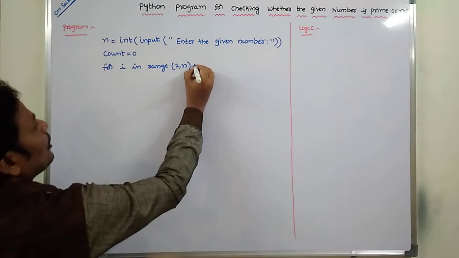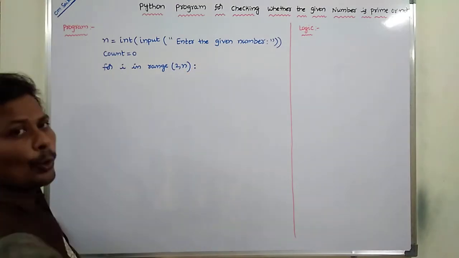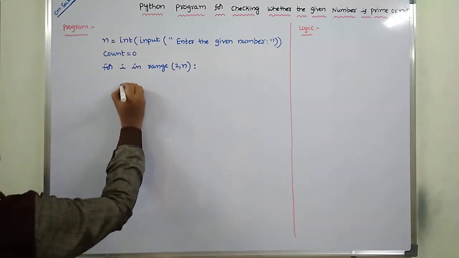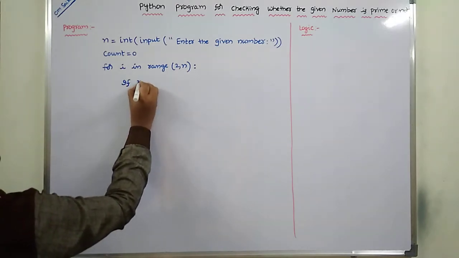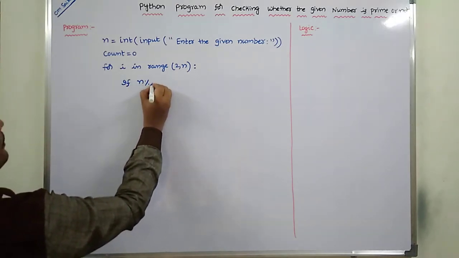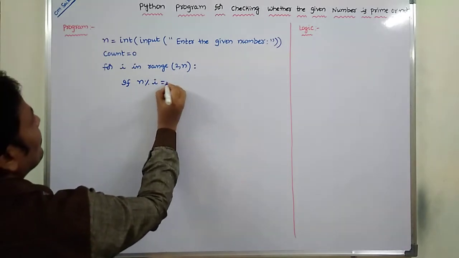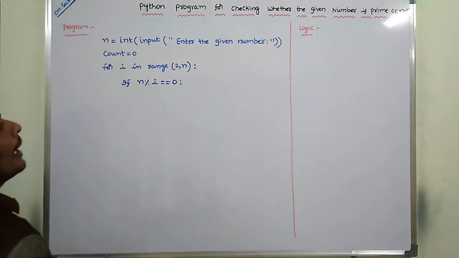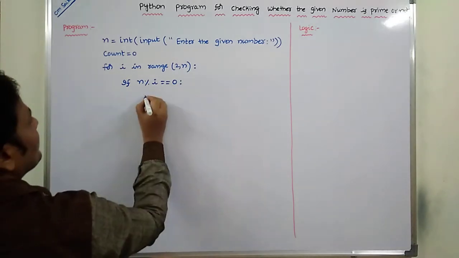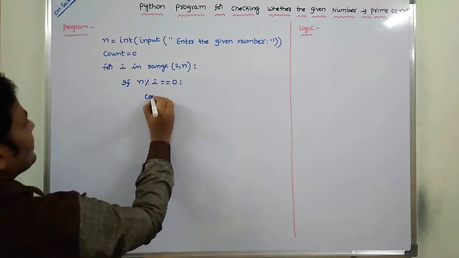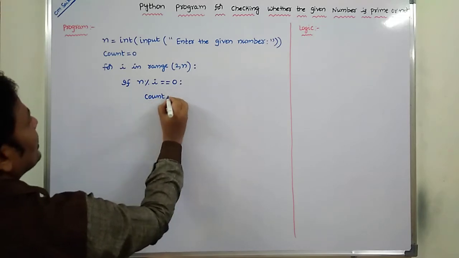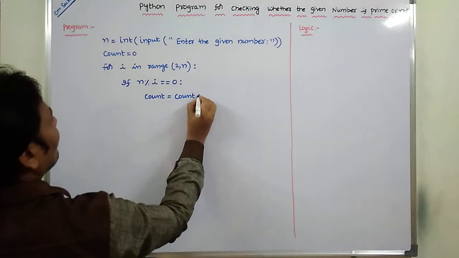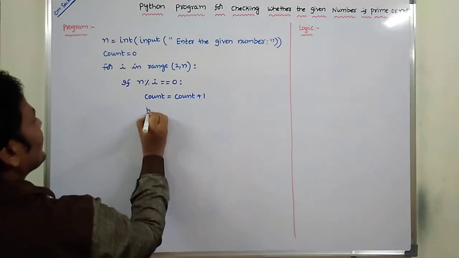After the for loop, we have to write a colon. Colon is compulsory. Next, I am taking one tab space. If n modulus operator i is equal to 0, put the colon again. Next, I am taking one tab space: count is equal to count plus 1. Next, break.